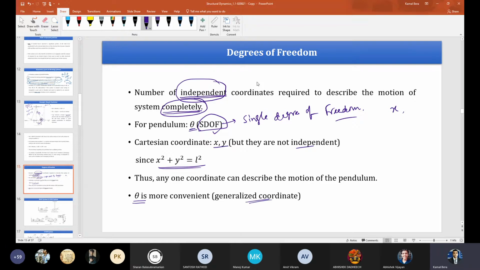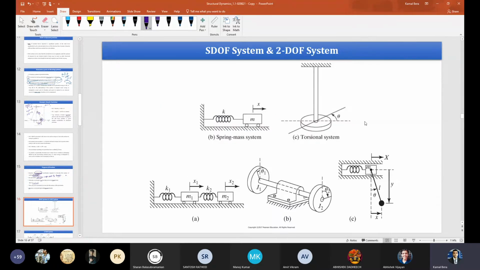So instead of x and y, the Cartesian coordinates, in dynamics you refer to the term generalized coordinate. Now, based on the number of degrees of freedom, dynamic systems are classified as single degree of freedom systems and multiple degree of freedom systems. As the name suggests, a single degree of freedom system has only one degree of freedom, and multiple means more than one. Even a 2 degrees of freedom system is called a multiple degrees of freedom system. Let us see some simple examples.